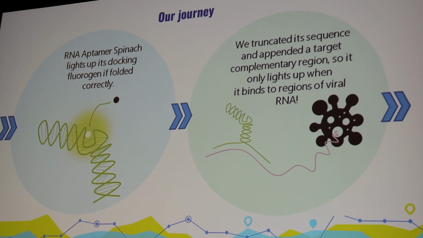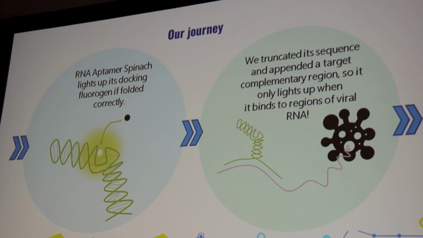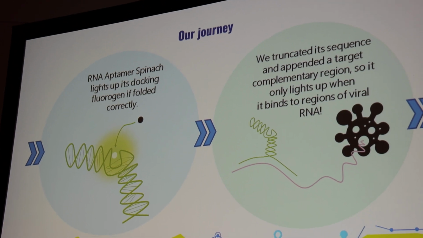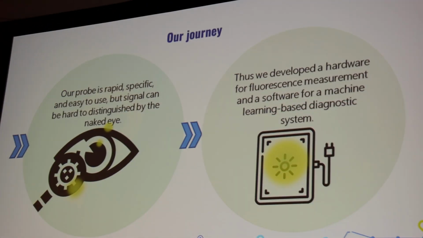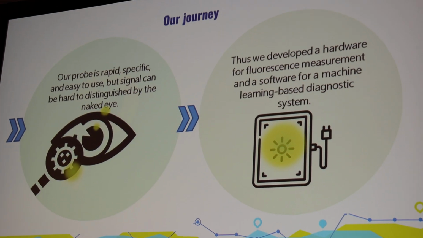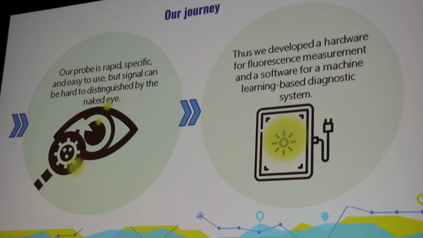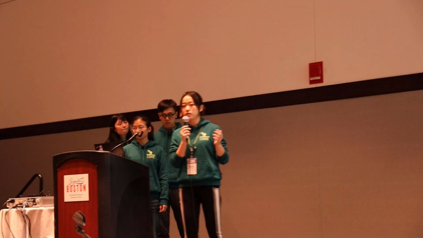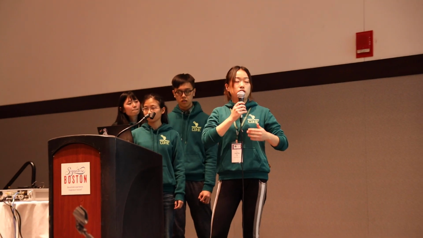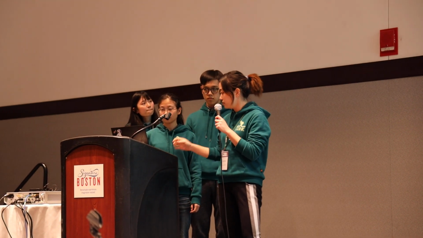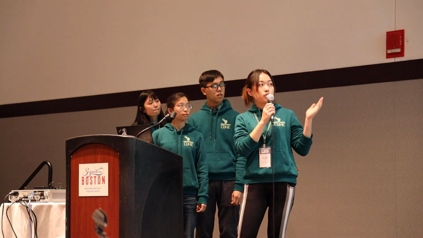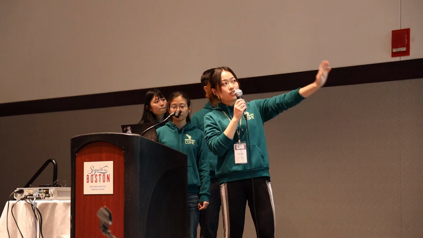So we truncate the sequence of the RNA aptamer Spinach so that it only gives out light when it binds to the viral RNA. However, since we are targeting the general public, the signal might be difficult for them to distinguish between positive and negative. So this is the reason why we develop hardware and machine learning-based software for the general public to detect whether they have influenza or not. And here is a brief summary of what we have achieved. We have achieved all the requirements of the bronze medal and the silver medal.